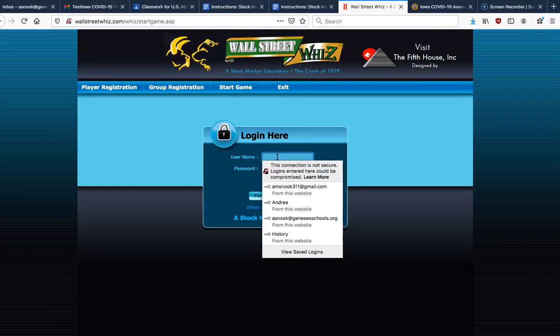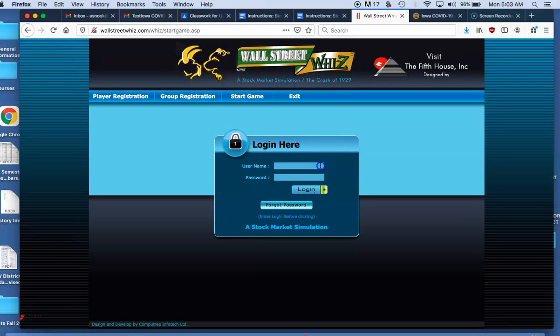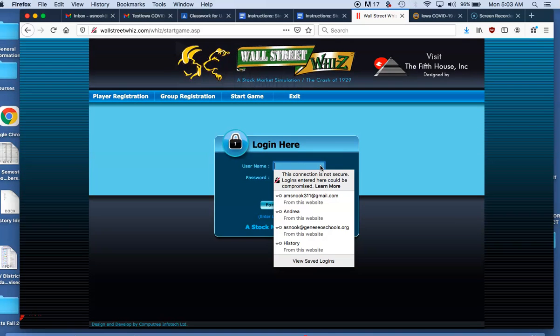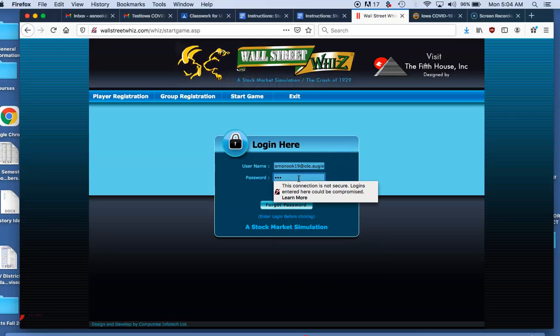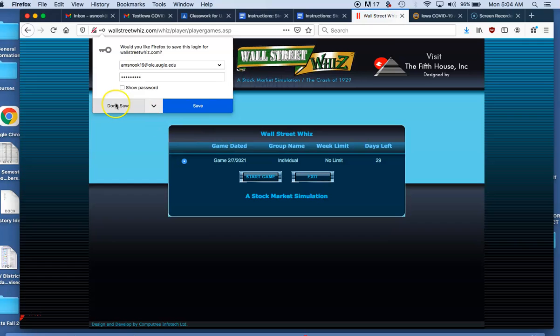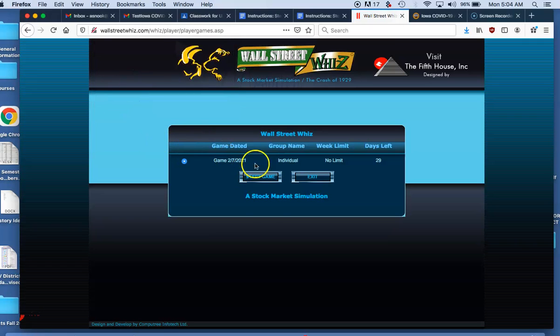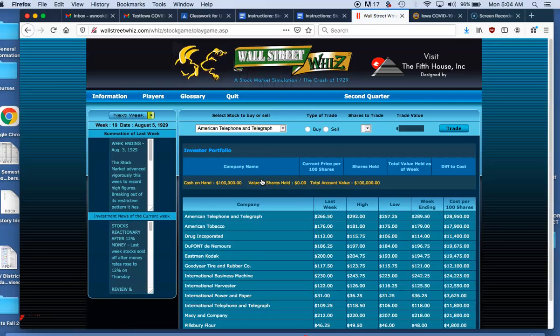So once you've registered and made an account, you're going to use your email address as your username. I just used my student account because I'm a grad school student. And then I've got my cool password here. So use the same password from the previous slide. Your username is just your email address. You click login. Doesn't matter if you save it or don't save it. It's up to you. They give you 30 days to play. We're only going to play this for like a day. So you're going to click on start game.